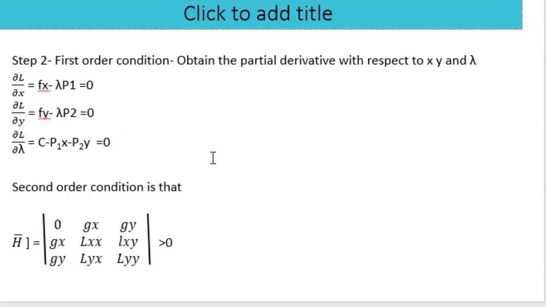Then the second order condition is that the bordered Hessian matrix is constructed like this. gx and gy are the values of the constraints. Lxx is the coefficient of the x variable, Lyy is the coefficient of the y variable. Lxy is the value of the y variable in the first equation, Lyx is the value of the x variable in the second equation. If the determinant of this bordered Hessian is greater than 0, the maximization condition is satisfied.